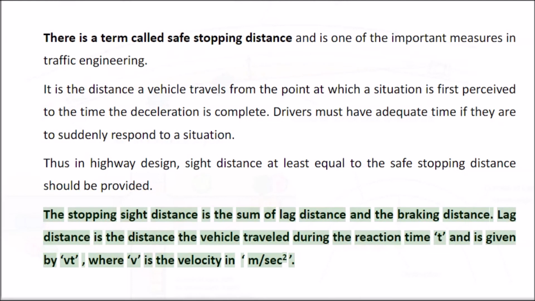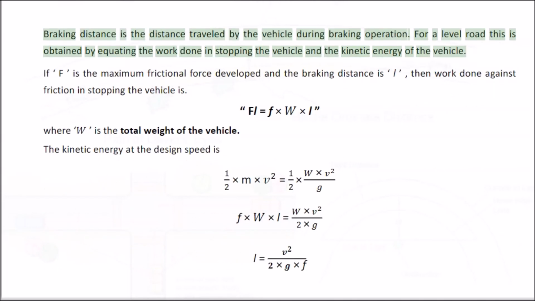Lag distance is the distance the vehicle travelled during the reaction time t and is given by v times t, where v is the velocity in m/s. Braking distance is the distance travelled by the vehicle during the braking operation. For a level road, this is obtained by equating the work done in stopping the vehicle and the kinetic energy of the vehicle.